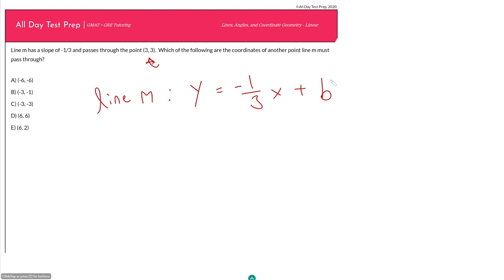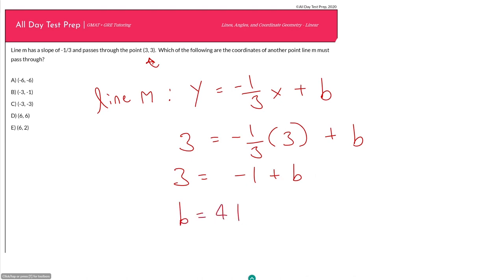So let's see if we can calculate our b by plugging this in. If (3, 3) is on our line, that means when our y value is equal to 3, our x value should also be equal to 3, leaving us just with our b. So this gives us 3 is equal to negative 1 plus b, and based on this, b is equal to 4. To complete our equation, line M is represented by y is equal to negative 1/3 x plus 4.